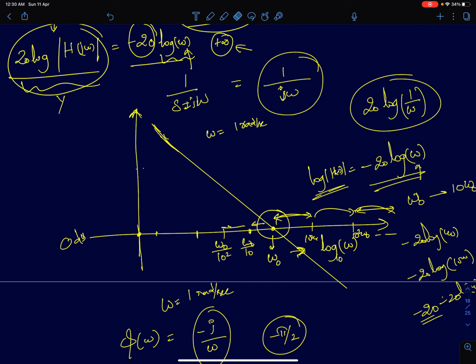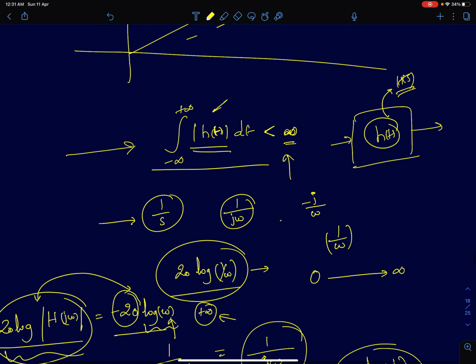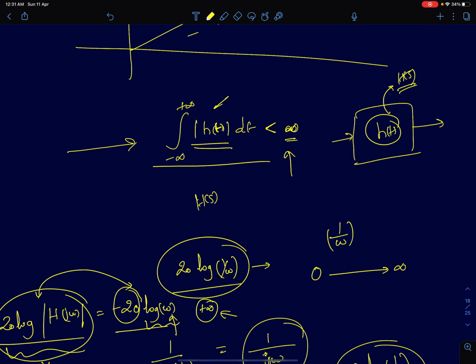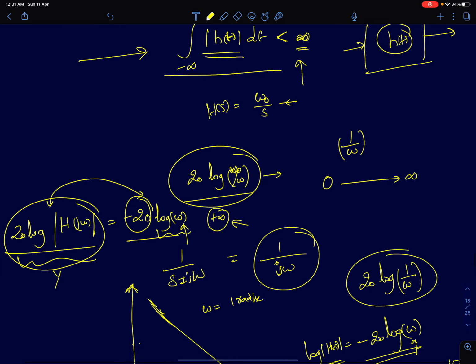Now the next thing to note is what is the slope with which it is increasing or decreasing. Now let's say I move 10 times from 1. I'm moving away 10 times from 1. So let me just call this frequency omega naught. For this example, it is 1. I can consider a transfer function that looks something like this. H of s, instead of 1 by s, I can consider a transfer function omega naught by s. In that case, I'll also get a function omega naught here.